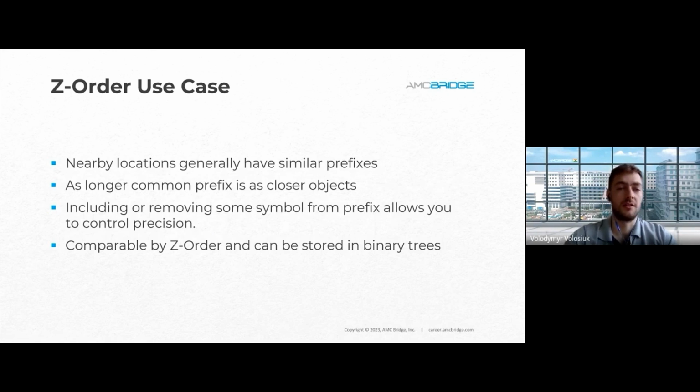Speaking about use cases, as I said, since Z order is a space filling curve, similar numbers represent close points in multiple space, in 3D and 2D. But another thing is we can compare how close points are to each other by comparing the common prefixes they have. So the longer the prefix, the closer the objects are. And by taking into consideration another bit of the prefix, you can control the precision with which you find the element.